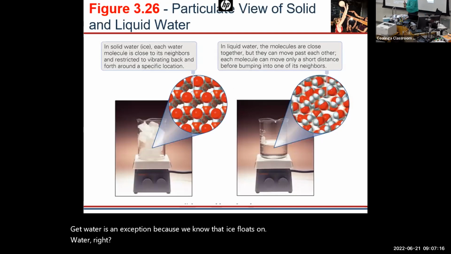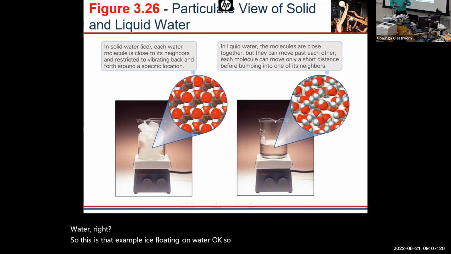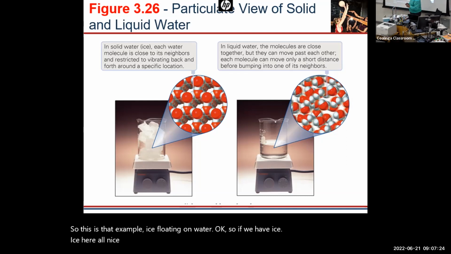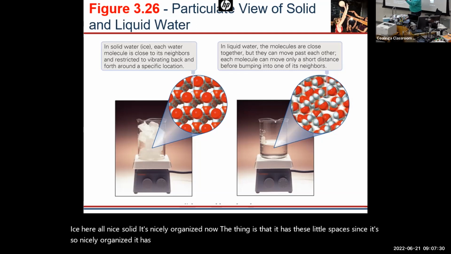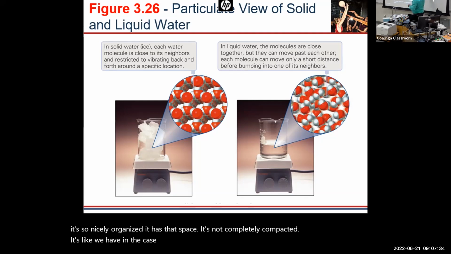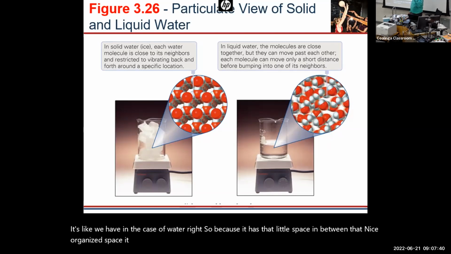So this is that example, ice floating on water. If we have ice here, all nice solid, it's nicely organized. Now the thing is that it has these little spaces. Since it's so nicely organized, it has that space. It's not completely packed like we have in the case of water. Because it has that little organized space in between, it causes ice to be less dense than water. It will actually float, right?